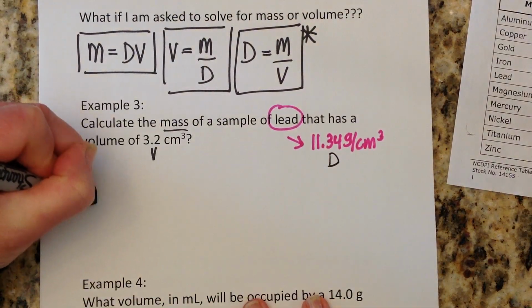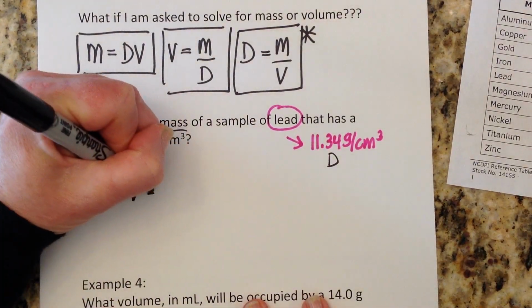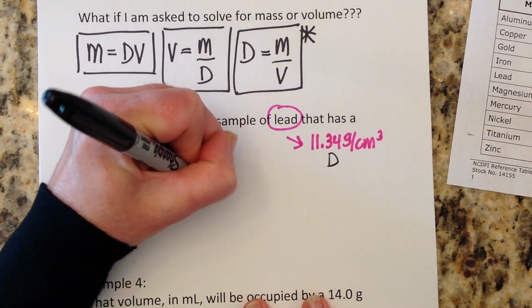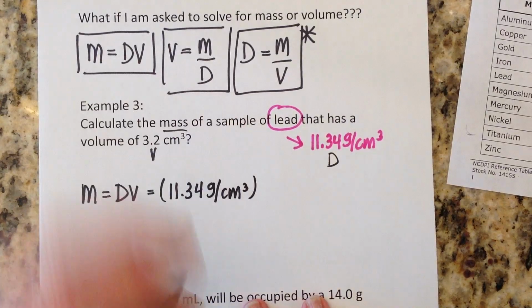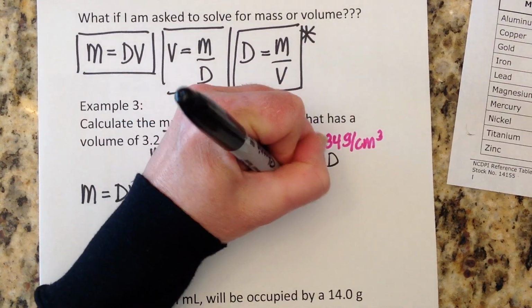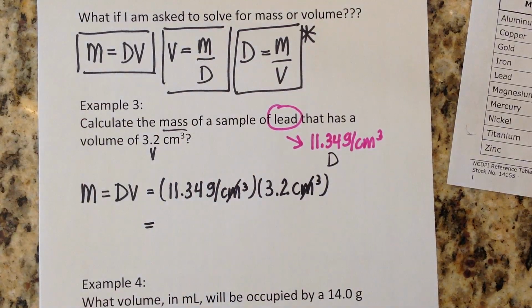We already know that mass is density times volume. Write that equation down, and now you're ready to plug in. The density is 11.34 grams per cubic centimeter. The volume that they gave me is 3.2 cubic centimeters. Now, in this case, your cubic centimeters will cancel, leaving you with grams. That's good because they asked me to solve for mass, and gram is a unit for mass. So you're going to multiply these out, 11.34 times 3.2.